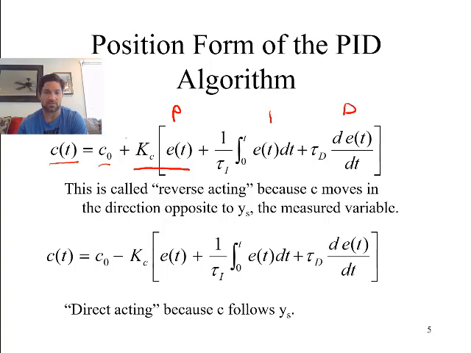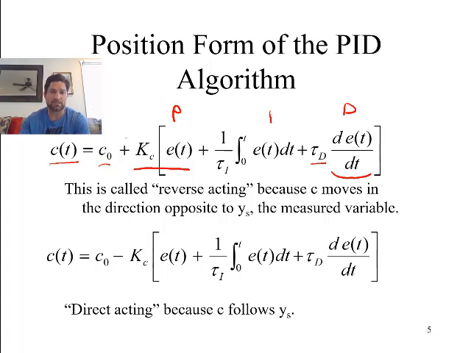So again, this is the integral term. It's related to the integral of the error from the time we started. And again, this could be any arbitrary time the controller was turned on, or any time that the integral term was reset, for example. And then the last term is called the derivative term. It's Kc times tau D times the derivative of the error. At a specific point in time, the error could be changing. If the error is changing, then the derivative term will become important. If we have a constant error, this term will be 0 and it won't affect the algorithm.